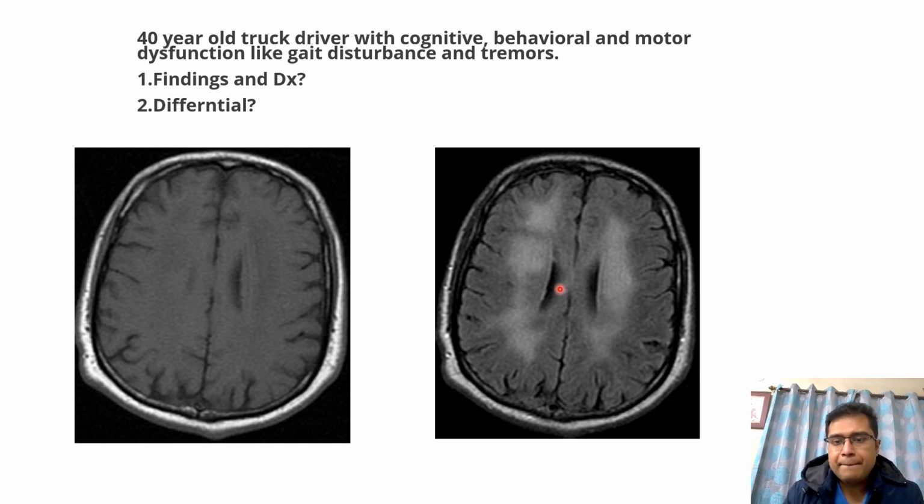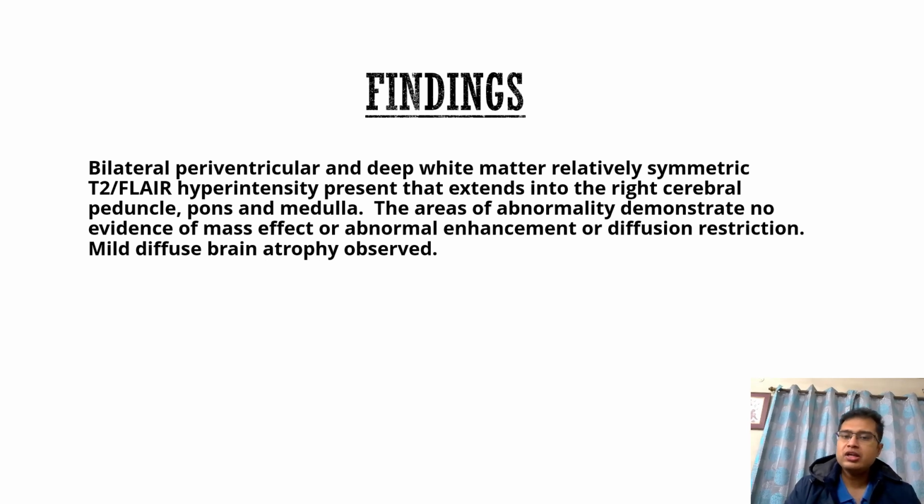Symmetric hyperintensities with involutional changes and corresponding hypointensity on T1 weighted images. There was no post contrast enhancement as such that was seen, and no restriction on DWI. So the findings were bilateral periventricular and deep white matter, symmetric T2 and flare hyperintensities, and the areas of abnormality demonstrate no evidence of mass effect, abnormal enhancement or restriction, and mild diffuse brain atrophy was also observed.